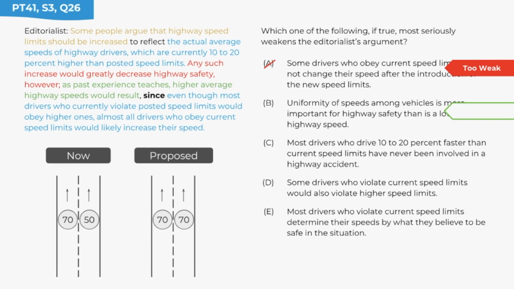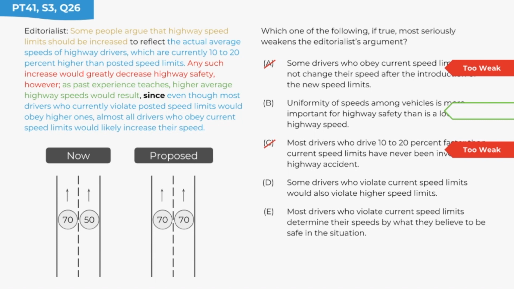Right? We could have just a few people involved in accidents and then maybe a few more, and that would increase or decrease highway safety. But it doesn't necessarily require crossing that threshold of most drivers. So C is, again, too weak to actually impact the argument, because it's consistent with the original argument.